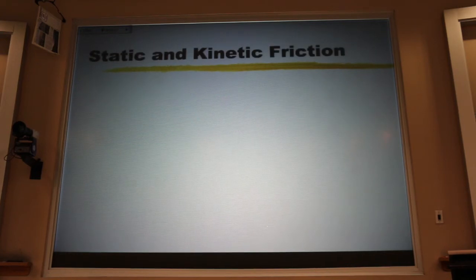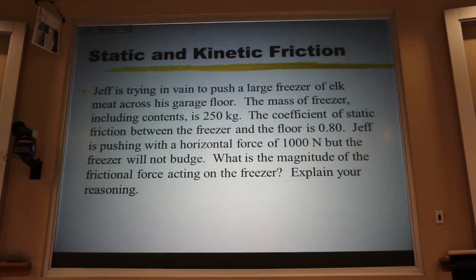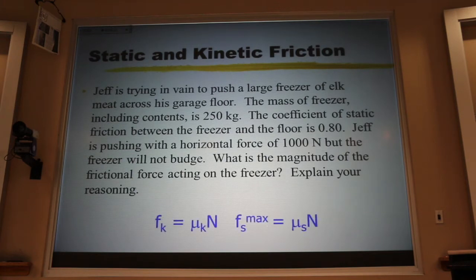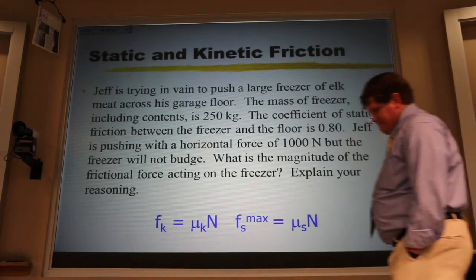Here's another one that we've encountered before. Jeff is trying in vain to push a large freezer of elk meat across the garage floor. It's a Montana problem. The mass of the freezer, including contents, is 250 kilograms. The coefficient of static friction between the freezer and the floor is 0.8. Jeff is pushing with a horizontal force of 1,000 newtons, but the freezer will not budge. What is the magnitude of the frictional force acting on the freezer? And you've got these formulas on the front of your exam. So tell your neighbor, what is the magnitude of the friction force?